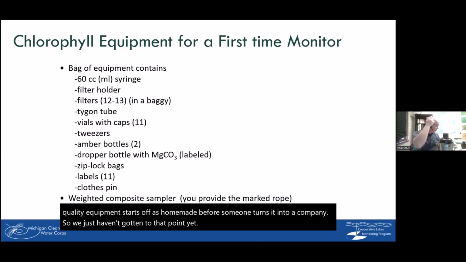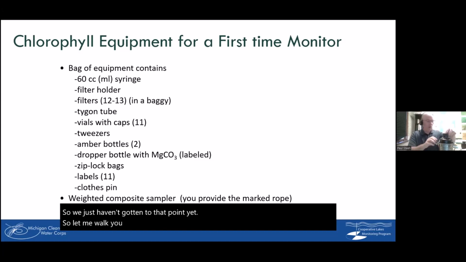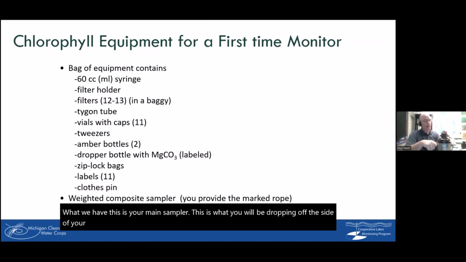So let me walk you through what we have. This is your main sampler. This is what you will be dropping off the side of your boat and getting your water samples in. And this thing is meant to be fully disassemblable. So you start off like this.